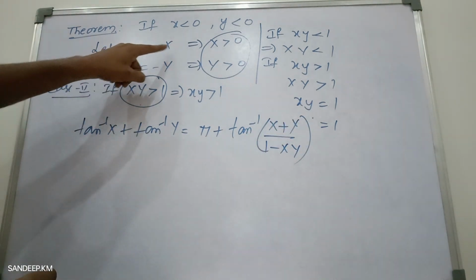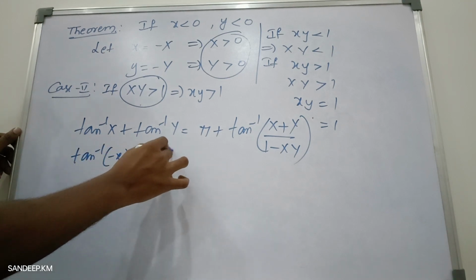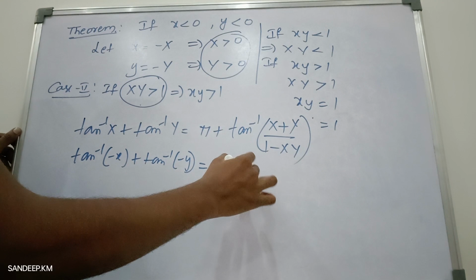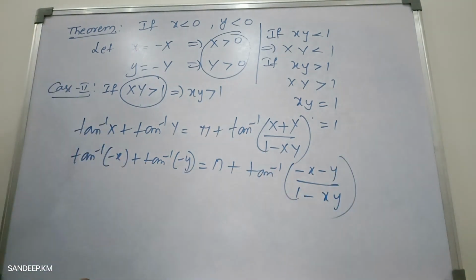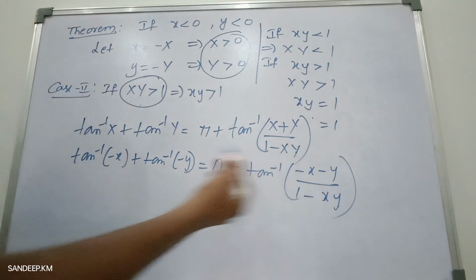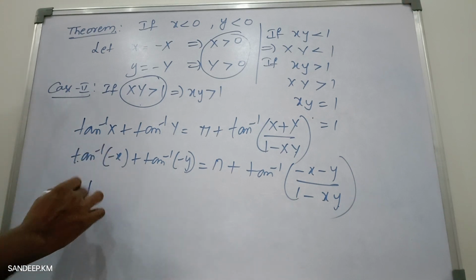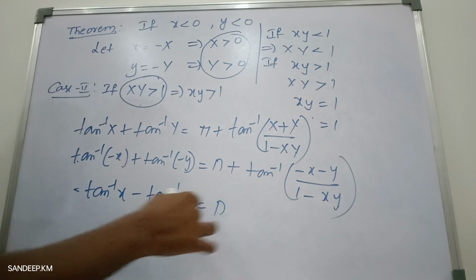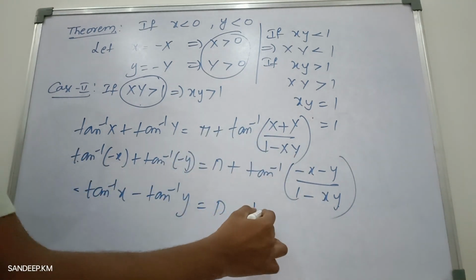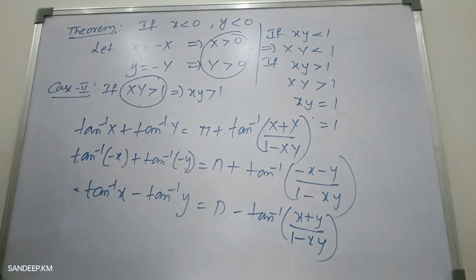So replace capital X with minus x and capital Y with minus y, because capital X into capital Y is the same as xy. Okay? And use the previous properties. Tan inverse of minus x is minus tan inverse x, and this is minus tan inverse y. Here pi as it is, taking minus outside: so minus tan inverse of x plus y by 1 minus xy. Then multiplying with minus on both sides.